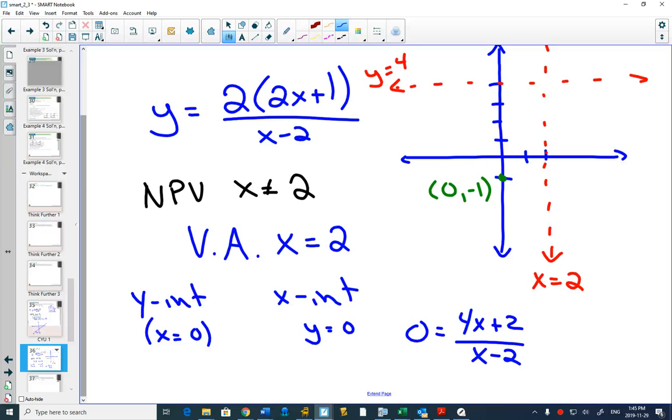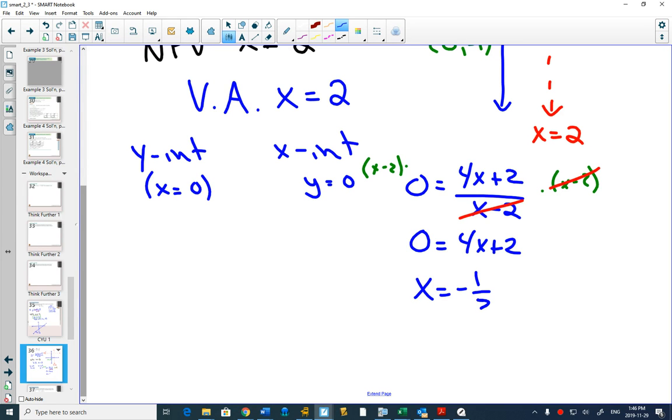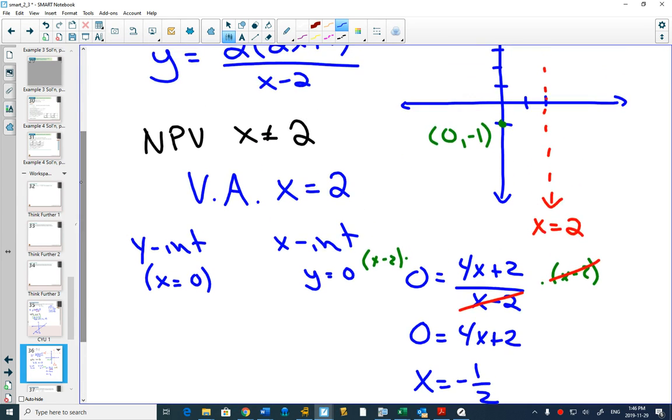And so you could show the work, oh, I'm going to multiply both sides by x minus 2. Here they cancel out. 0 times x minus 2 is just 0. That helps explain why. Or you can just look at the numerator and say, the only place that a fraction is equal to 0 is if my numerator is equal to 0. Solve this equation, bring the 2 over, divide by 4, and you get x equals negative 1/2. So we can label that point as well.